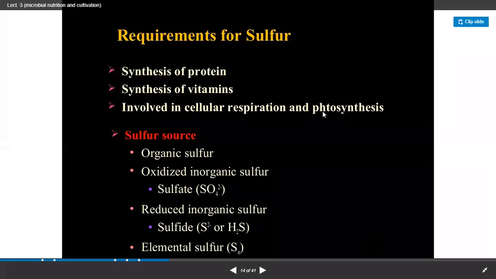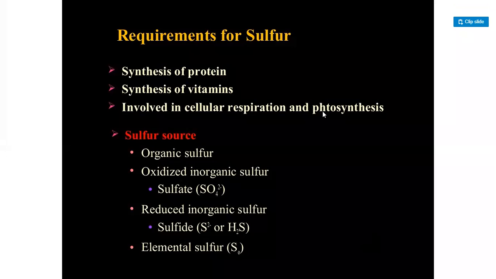Requirement of sulfur. Sulfur is used in the synthesis of proteins and the synthesis of vitamins involved in cellular respiration. And what are the sources of sulfur? Sulfur is found as organic sulfur, that is the naturally occurring sulfur, oxidized inorganic sulfur, that is sulfate, reduced inorganic sulfur, that is sulfide, and elemental sulfur.